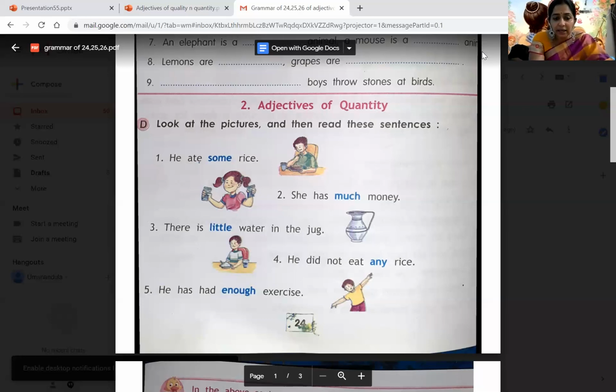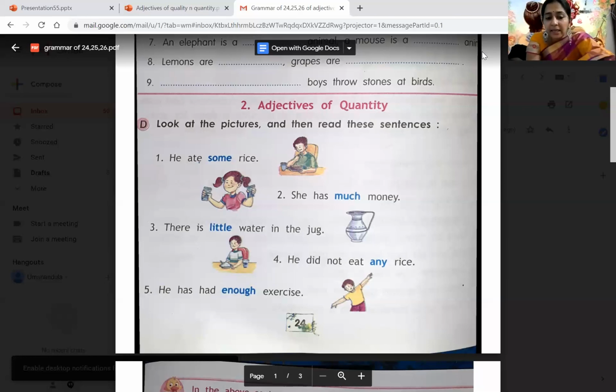So much, little. There is little. I told you, there is little water in the jug means almost nothing. There's little water in the jug, dear. Please fill it and bring it to me, Mother says, right? He did not eat any rice means, see, all the rice in the plate is still there. So he did not eat any rice. Means he did not eat even a little rice.